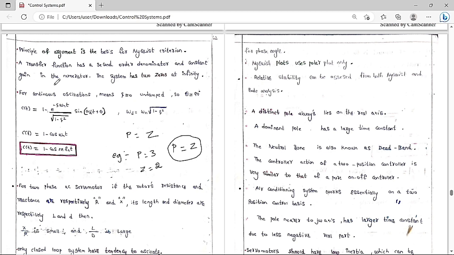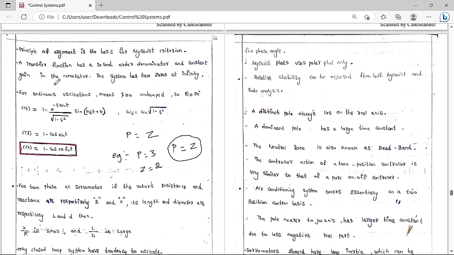The next point is about continuous oscillations. For continuous oscillations, zeta is equal to 0. When zeta is equal to 0, we say it is the undamped case, meaning the oscillation is present for all time. Then what is the value of theta? You know theta is equal to cos inverse zeta. As zeta is equal to 0, cos theta is equal to 0, so theta is equal to 90 degrees.